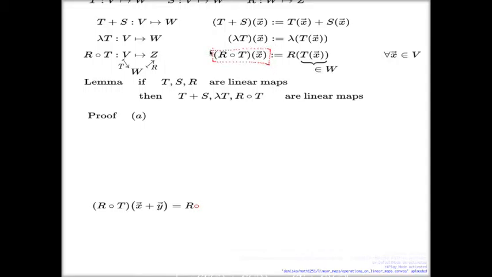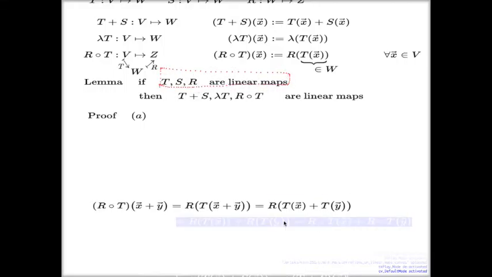I'm going to interpret R circle T. That's the interpretation for R circle T: I first apply T to the sum, and then I apply R to the result. That's the first step, the one which is based on this identity. Now I'm going to use the fact that T is in fact a linear map. It's the assumption here. T is a linear map, so I can break this T of x plus y into T of x plus T of y.